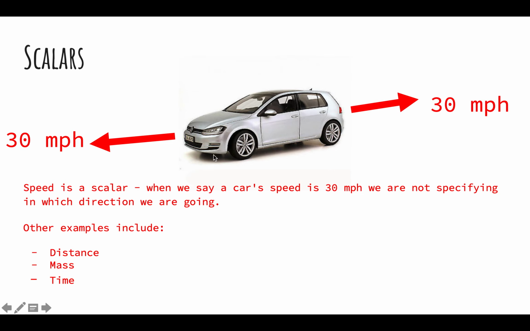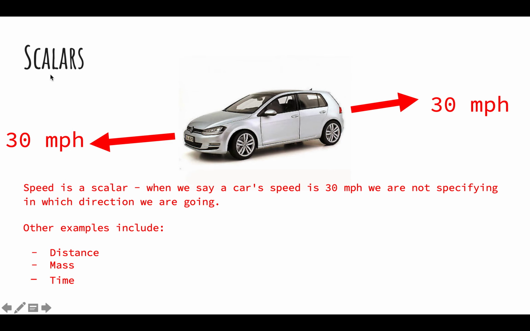Speed is a scalar. If we were talking about the speed and the car went in this direction, that's forward, we'd say it had 30 miles an hour if it travels at that speed. It could also go in this direction, i.e. reverse, and a lot of cars can reverse about with speed if you put your foot all the way down. So that 30 miles an hour, you see we can't tell the difference. It's just 30 miles an hour. We don't know if it's forwards or backwards. When we say a car's speed is 30 miles an hour, we're not specifying the direction.